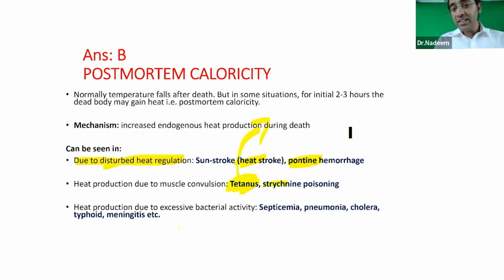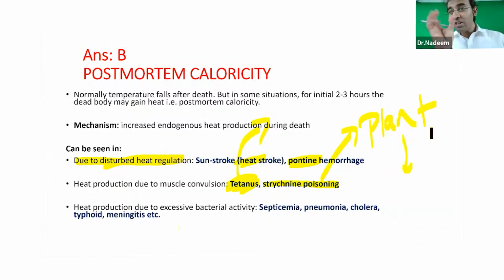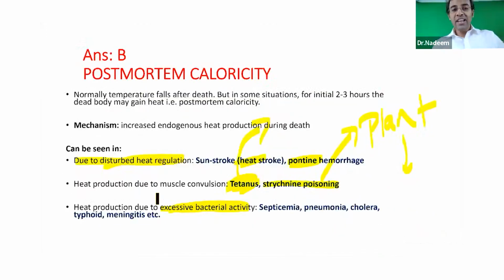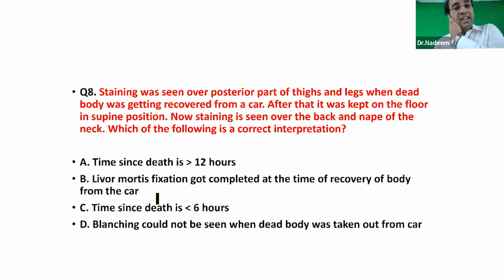Strychnine is a plant poison. In strychnine poisoning the situation will be similar to tetanus. So in these two conditions there will be muscle convulsion, and because of that, heat production. And if there is excess bacterial activity like septicemia, pneumonia, cholera, meningitis, typhoid, in these conditions also there will be heat production. This is called post-mortem caloricity.